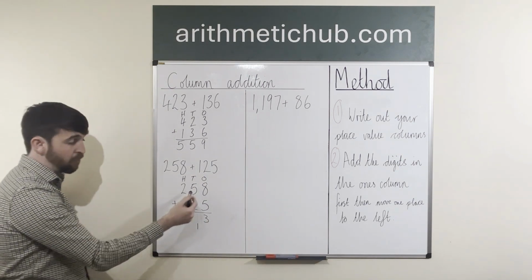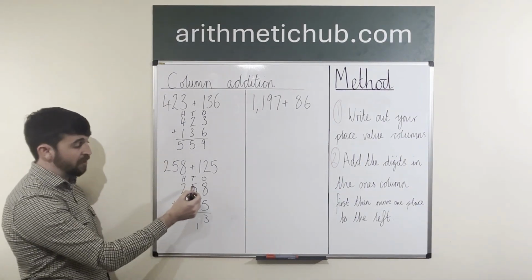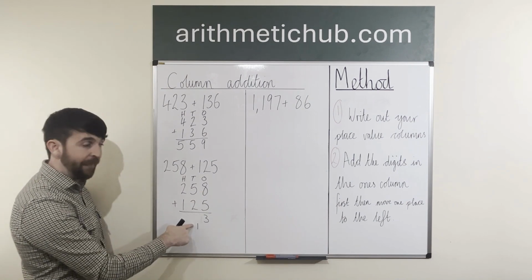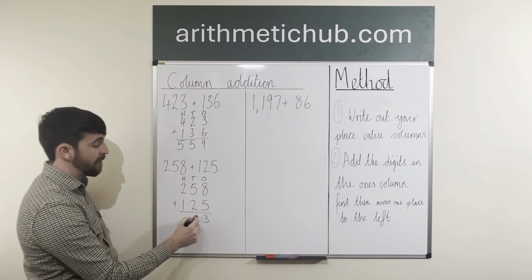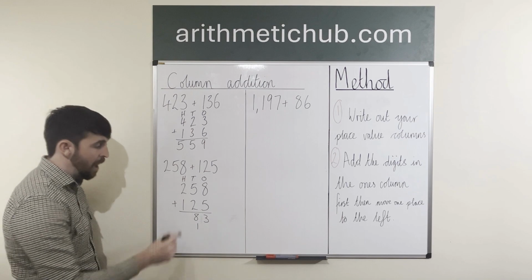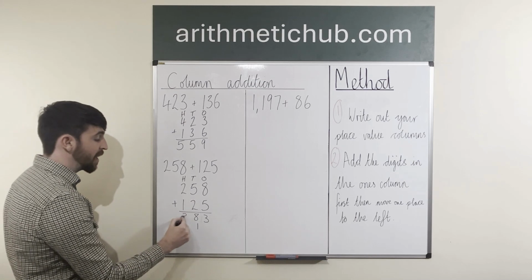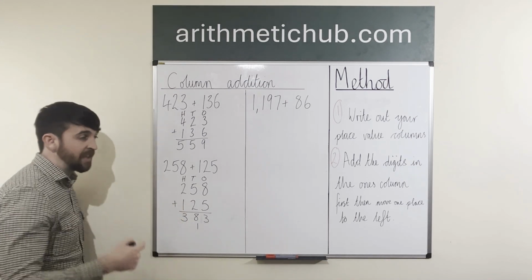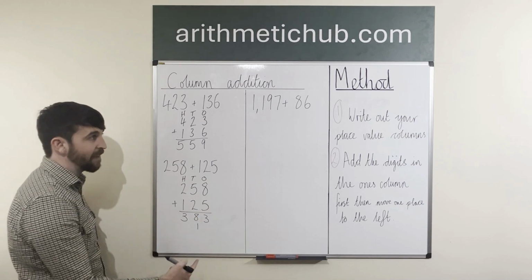So now we would move to our tens column, as we're told, as the second part of our method. We would do 5 add 2 is going to give us 7, but then we would add the 1 that we've carried over. 5 add 2 is 7, add the 1 is going to give us 8. And then for our hundreds column, we would do 2 add 1 is going to give us 3, for 383. So it was just remembering to add this 1 that we've carried over.